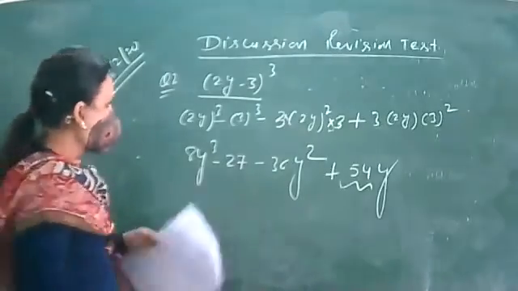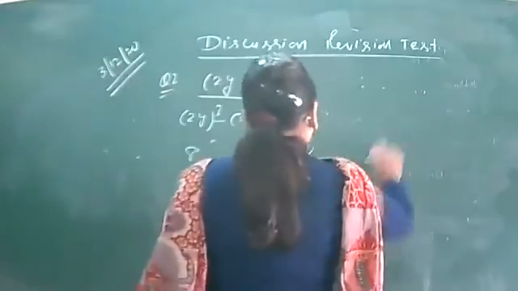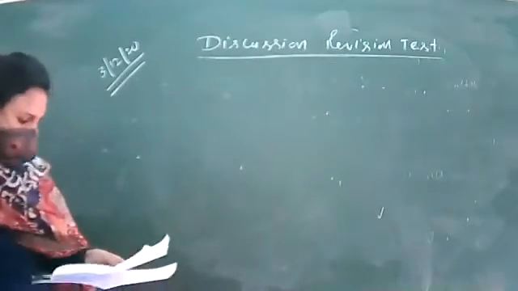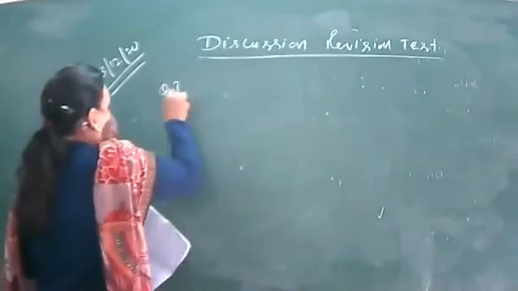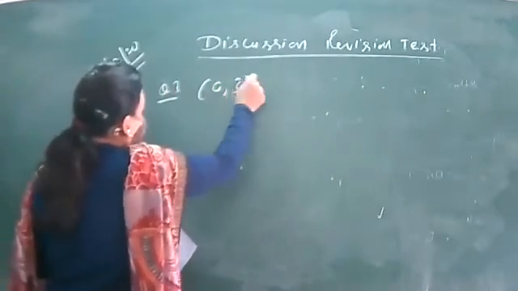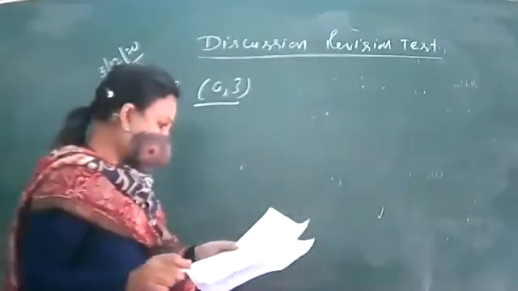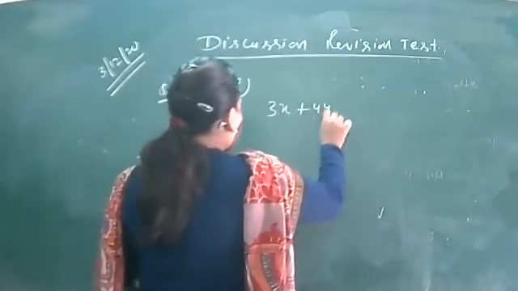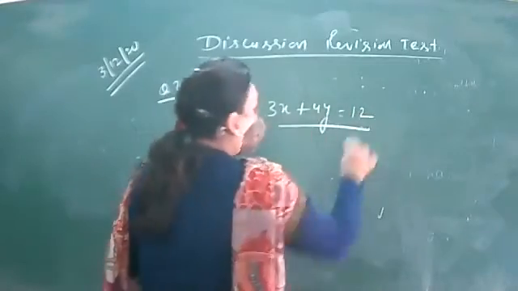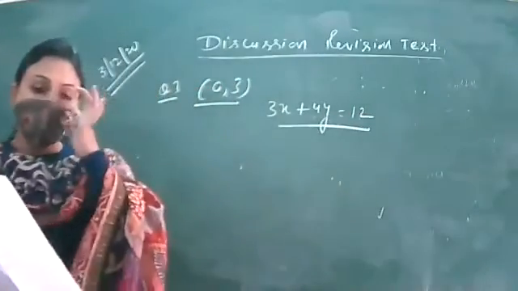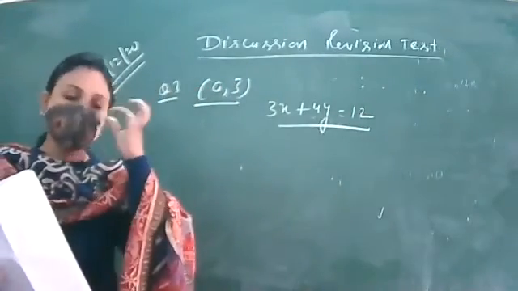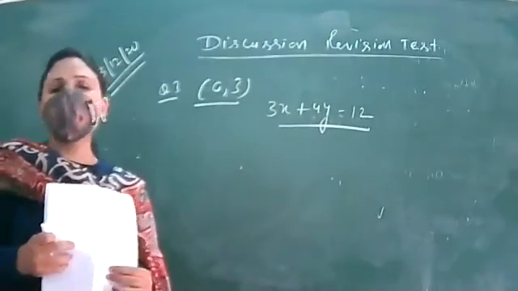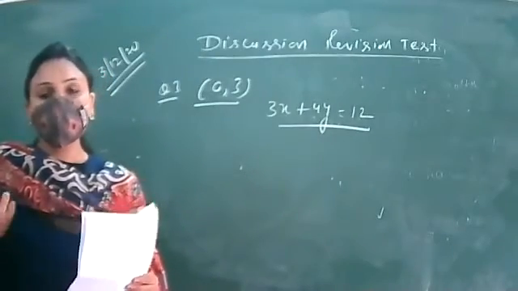Let us come to the next question. Question number 3rd. Is the point 0, 3 lie on the graph of the equation 3x plus 4y equal to 12 or not? We have to see that whether this point lies on the graph of the equation or not. It doesn't mean that you draw the graph and see whether the point lie over there or not.